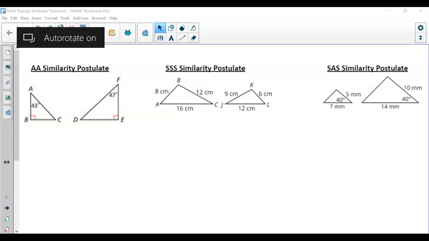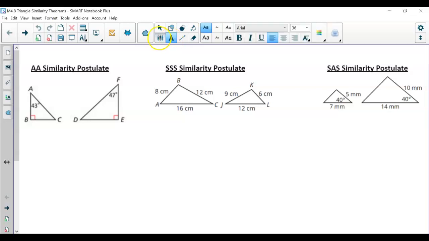So in this lesson now, we are getting into our similarity postulates or similarity theorems. There are three that we are now going to start bringing into our similarity problems. Here you have the angles. If you have two angles that are congruent, keeping in mind they're corresponding, then you have two figures that are similar to each other.